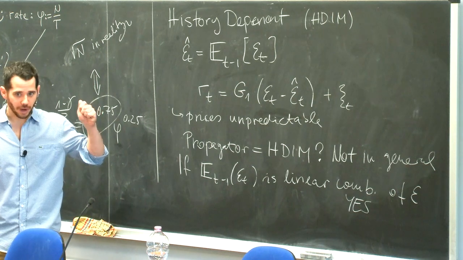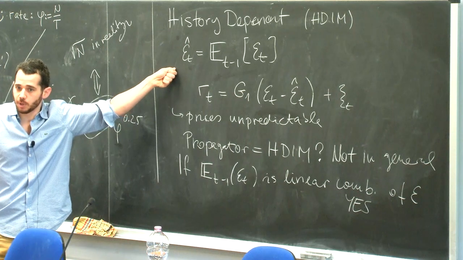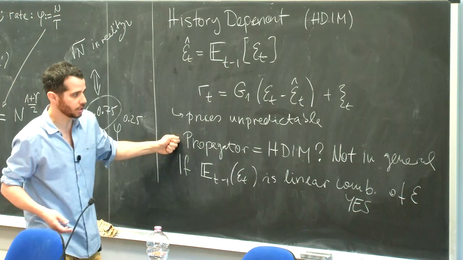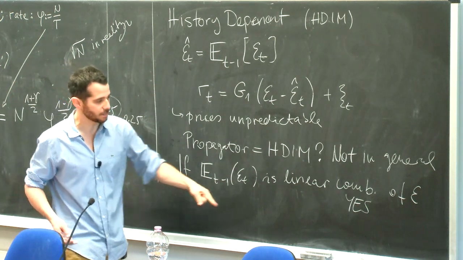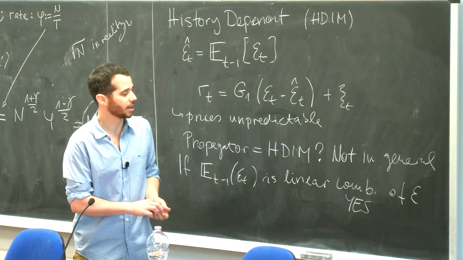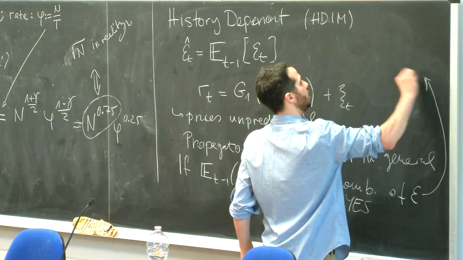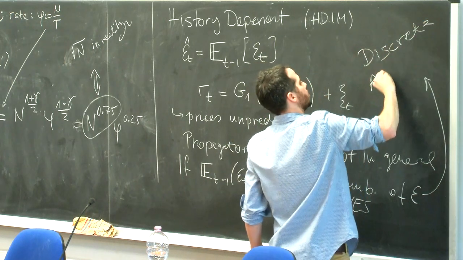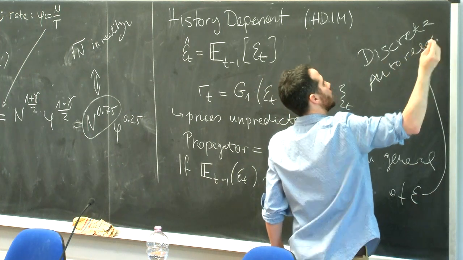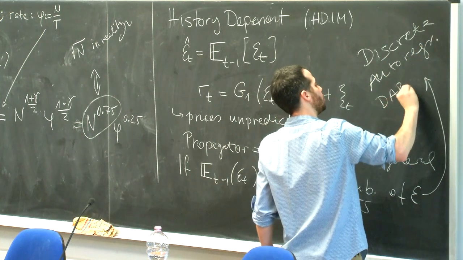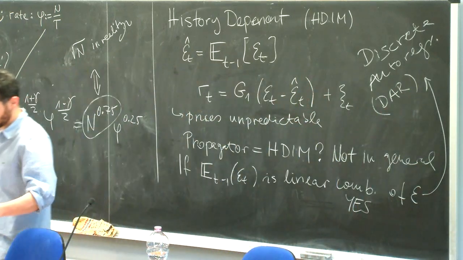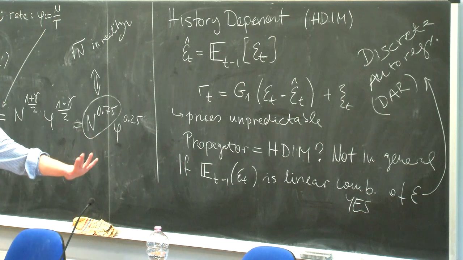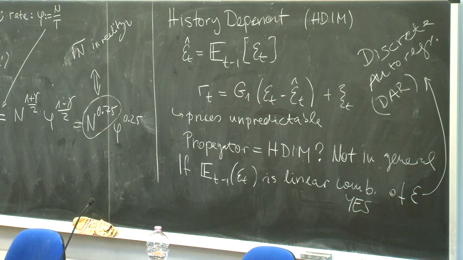Anyway, why I wanted to mention it: it's one obvious way of coming up with a model. So let's not imagine a propagator, but let's imagine history dependence. In general, it's not the same, except if this condition holds, and there is a special name for these types of processes. They are called discrete autoregressive processes, which is called, I think, DAR in the literature. So if one is interested, there is a special type of stochastic processes which ensures that the two are the same. And I think I'll leave you now.